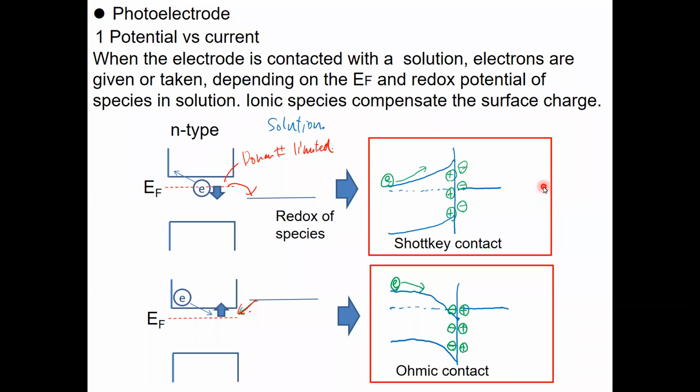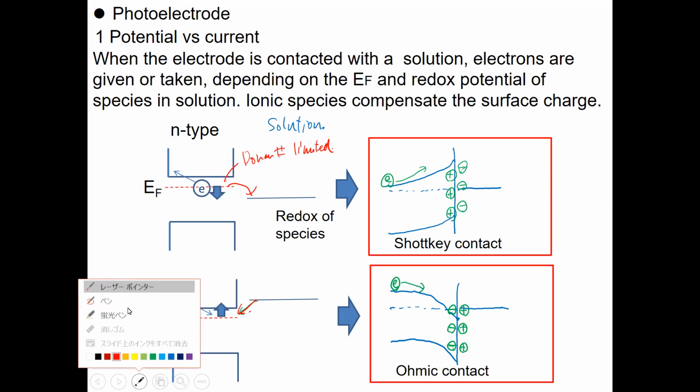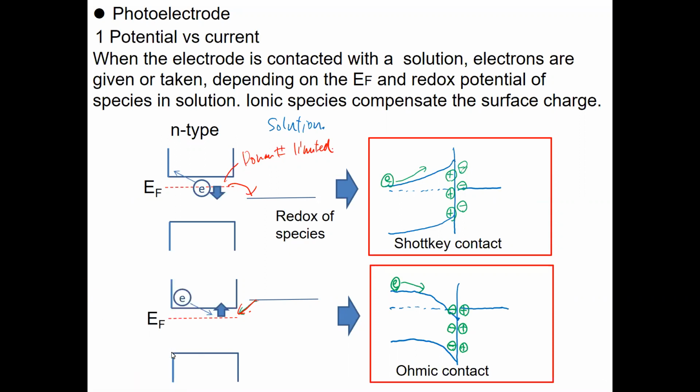Okay, then let's think about what will happen when the potential is applied to the electrode. So let's think about the case when this part, the N-type semiconductor, has a Schottky contact. This is a typical case for an N-type semiconductor. Okay.